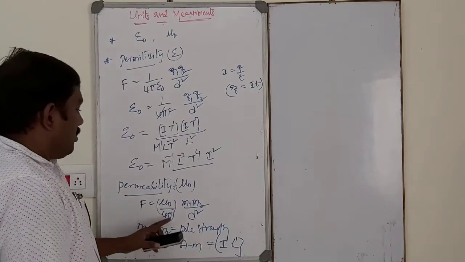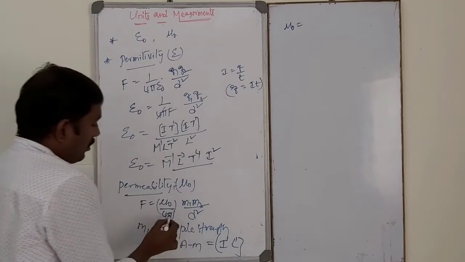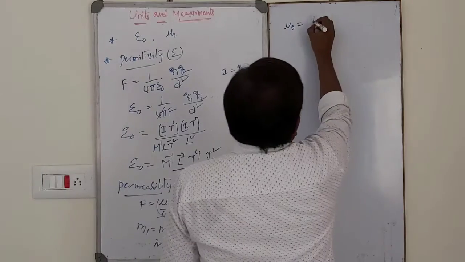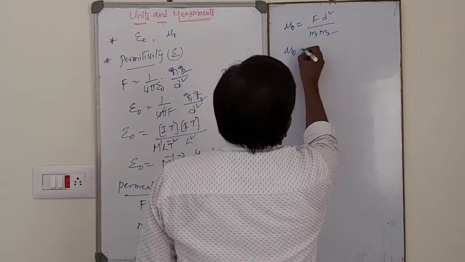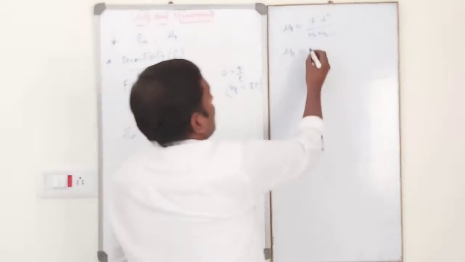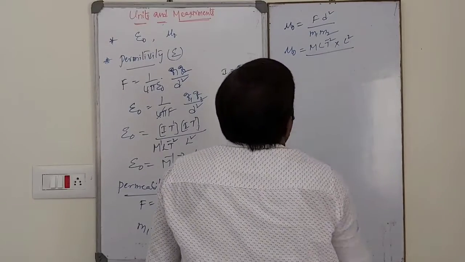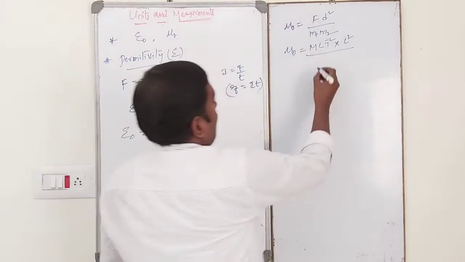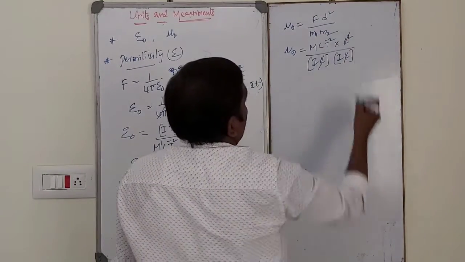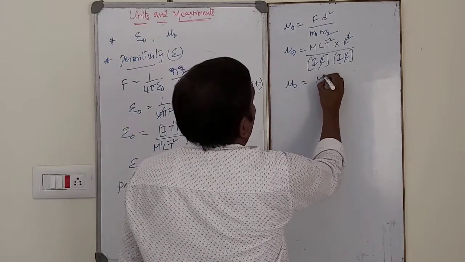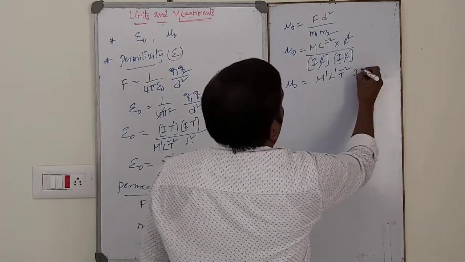Then I want permeability mu naught. So mu naught is equal, on cross multiplication, of course 4 pi is a dimensionless quantity, to F d square divided by m1 m2. So what is the dimensional formula for force? M L T power minus 2, into d square, that is L power 2, divided by I L and also I L. So L square gets cancelled. Then mu naught is equal to M power 1, L power 1, T power minus 2, I power minus 2.